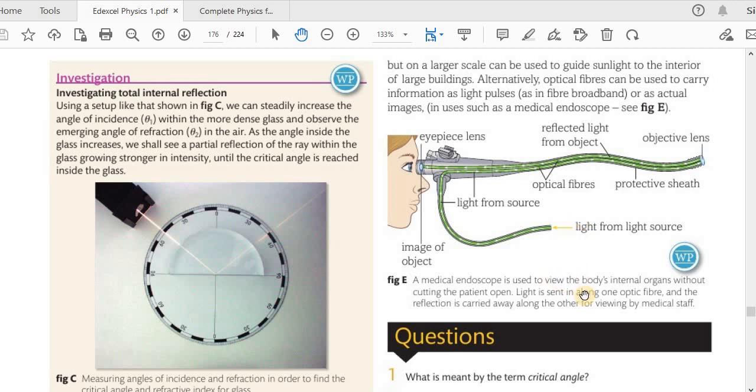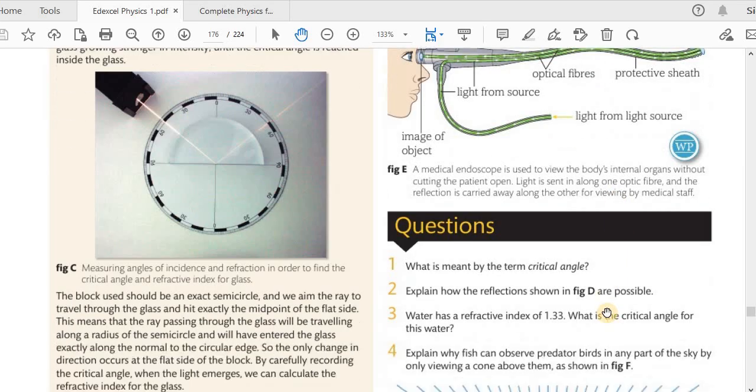A medical endoscope is used to view the body's internal organs without cutting the patient open. Light is sent in along one optic fiber, and the reflection is carried away along the other for viewing by medical staff. Okay, that's the end of this lesson.